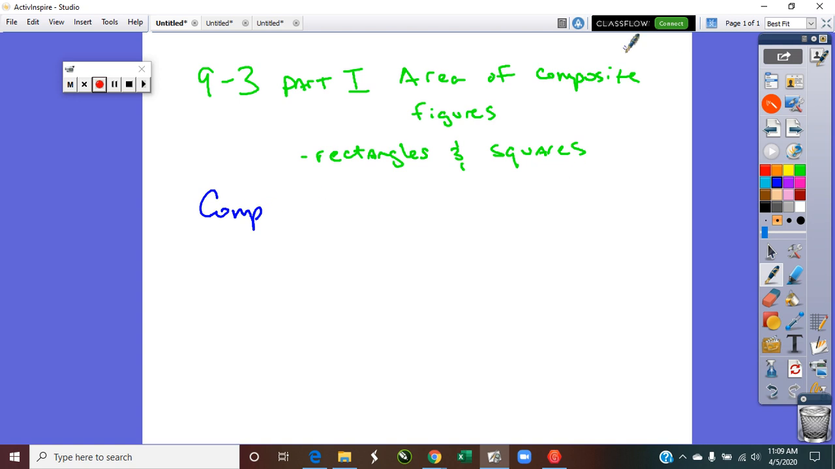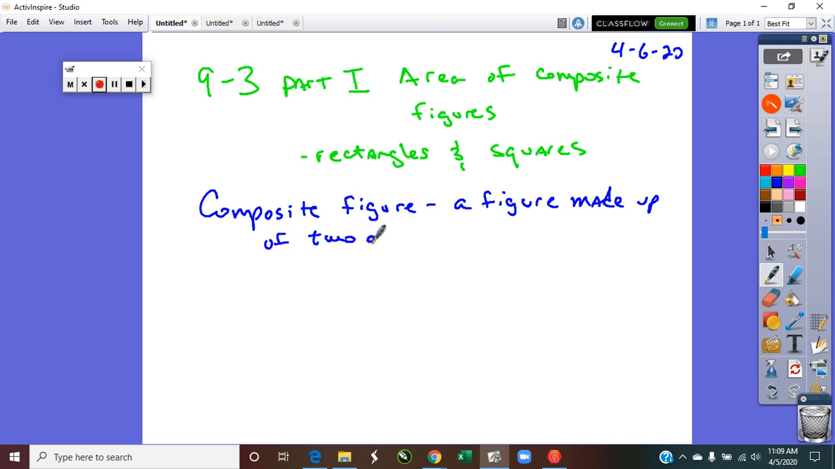A composite. Oh, by the way, I'm going to write the date. 4/6/20. A composite figure is a figure made up of two or more shapes. And as I mentioned, today the two or more shapes are going to be rectangles and squares.